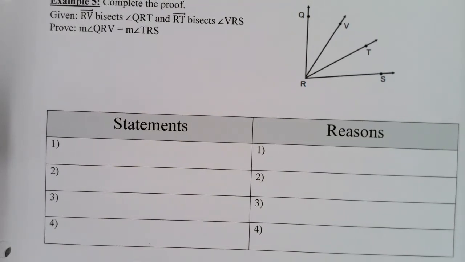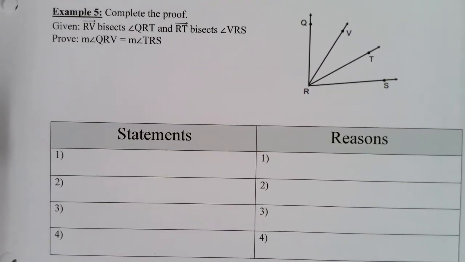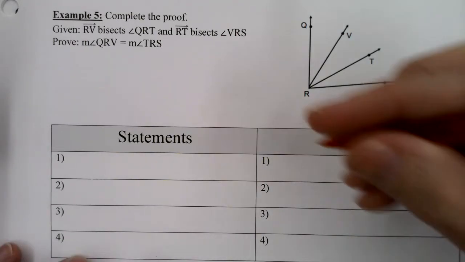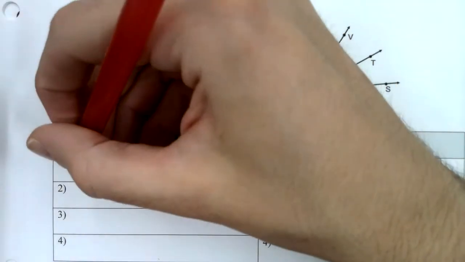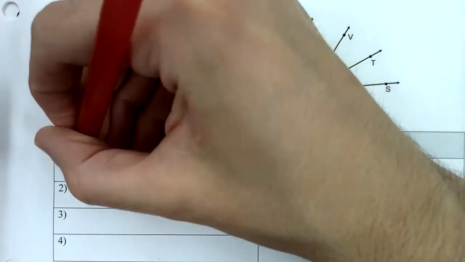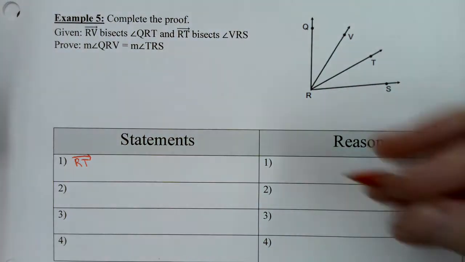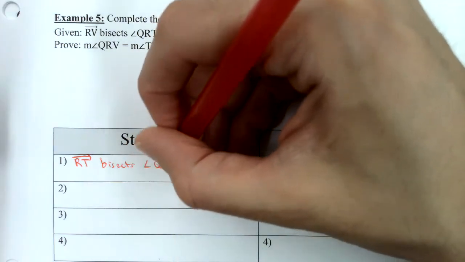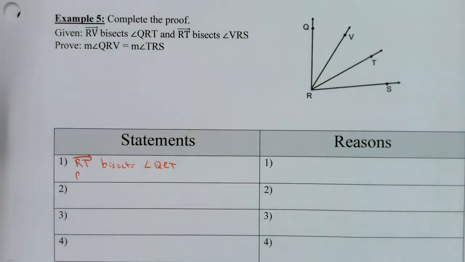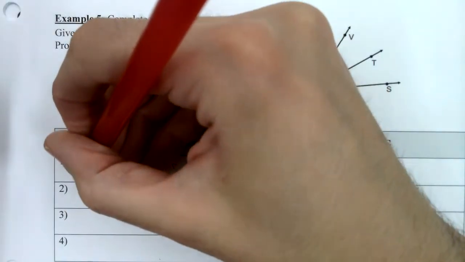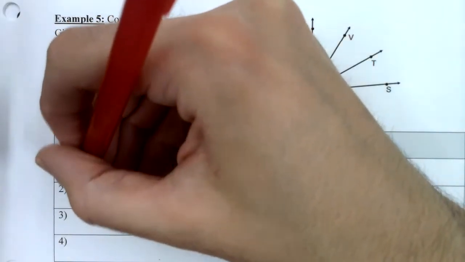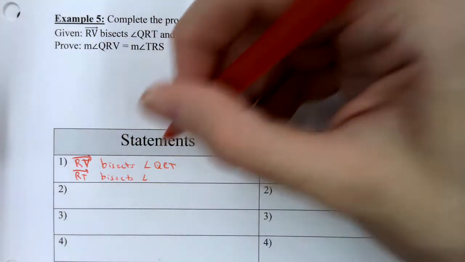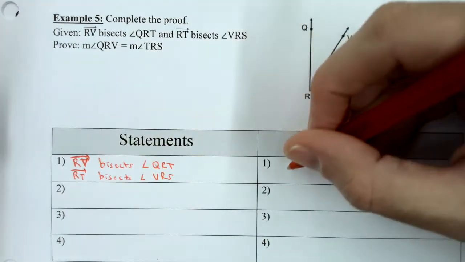Last one. RV bisects angle QRT and RT bisects angle VRS. I'm going to put both of those in statement 1. You can split them up into 2 boxes if you want, but then you're going to use 5 steps, and I only put 4 here, so I'm going to put them in 1. RV bisects angle QRT, and then RT bisects angle VRS, and that was given to you.